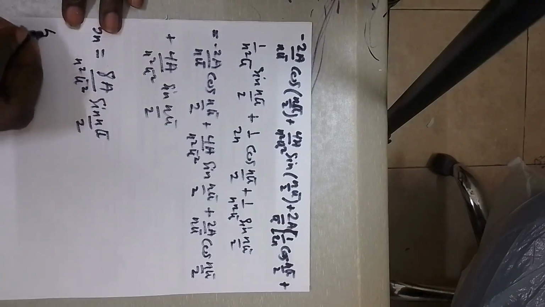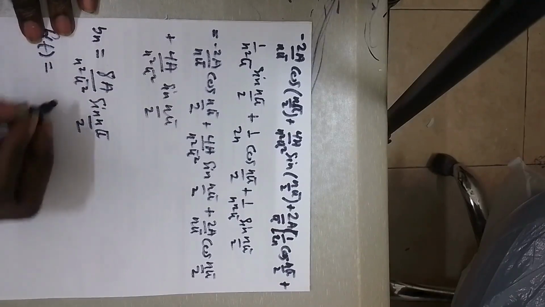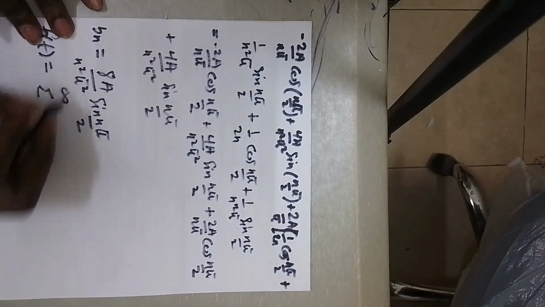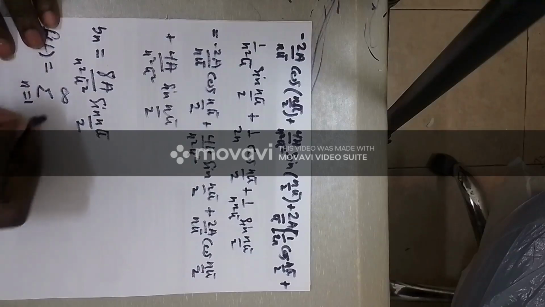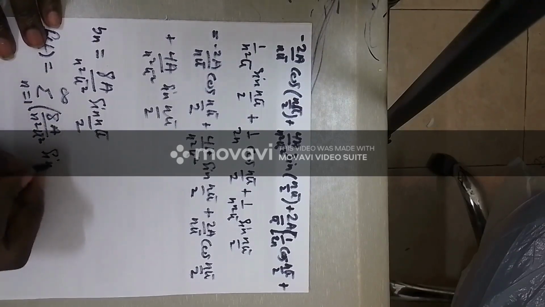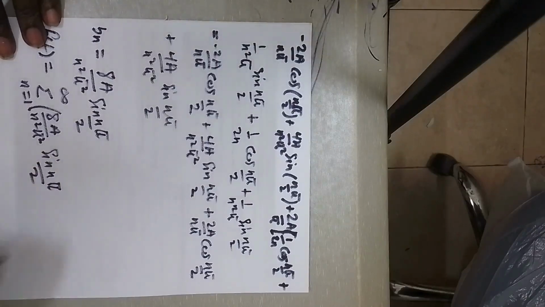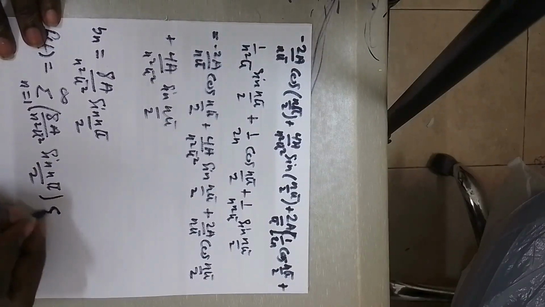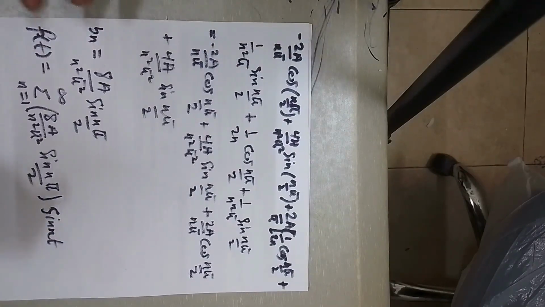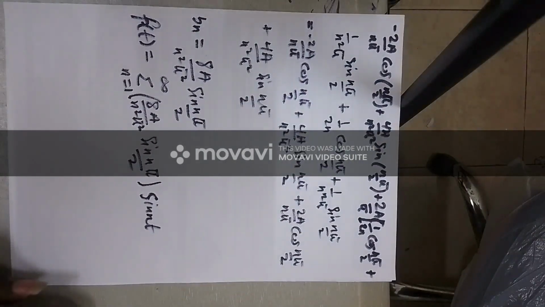So now our f of t, which is the Fourier series, is going to be the summation from n equals 1 to infinity of 8a over n squared pi squared, sine n pi over 2, into sine nt. Okay, into sine nt. So this is what we're going to have.